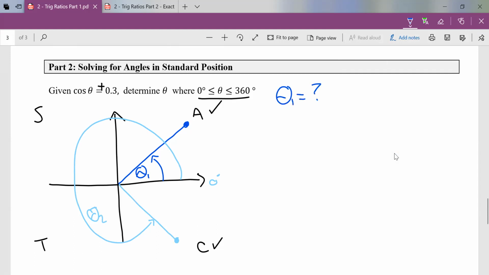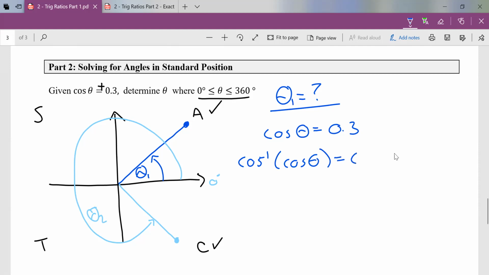What's theta 1 equal to? Well, we know we've got cos theta is equal to 0.3. We want to solve for theta. So what we do is we take the cosine inverse of both sides. And remember, the inverse undoes the cosine. And now all we've got to do is put that in our calculator, making sure that we're in degree mode.